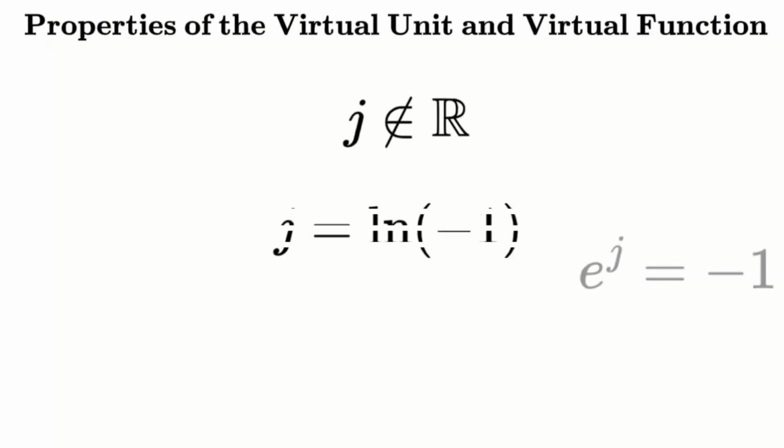In this video, I will prove that the properties of the virtual unit or virtual function are true. But first, you need to understand what a virtual unit is. The virtual unit j is a non-real number, which is defined as j equals the natural logarithm of -1. So let's get started. First, let's discuss the properties of the virtual unit, and then we will prove them.